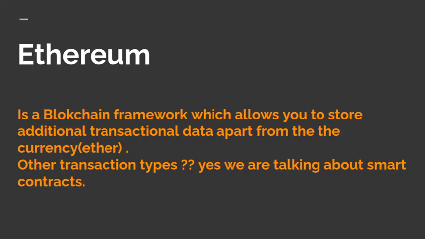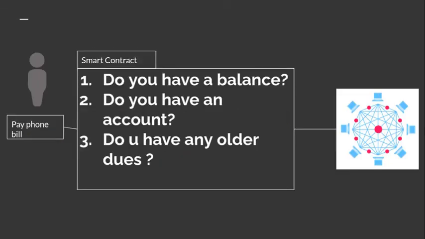To give you an example of what a smart contract can do, basically it can do many things. You can write simple checks and balances in your network. For example, let's say you build a blockchain network for paying your telephone bill. In the smart contract, you can write logic to check whether you have a balance in your bank account to pay the bill. Second, it can check whether you are actually a subscriber, first of all, to pay a bill. And when you're paying a bill, you can put in a check whether you have existing dues, right? These are some basic examples of what a smart contract can be.